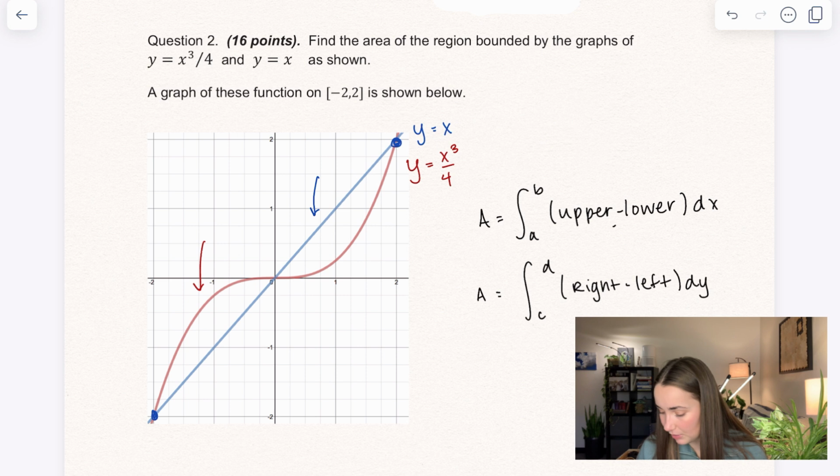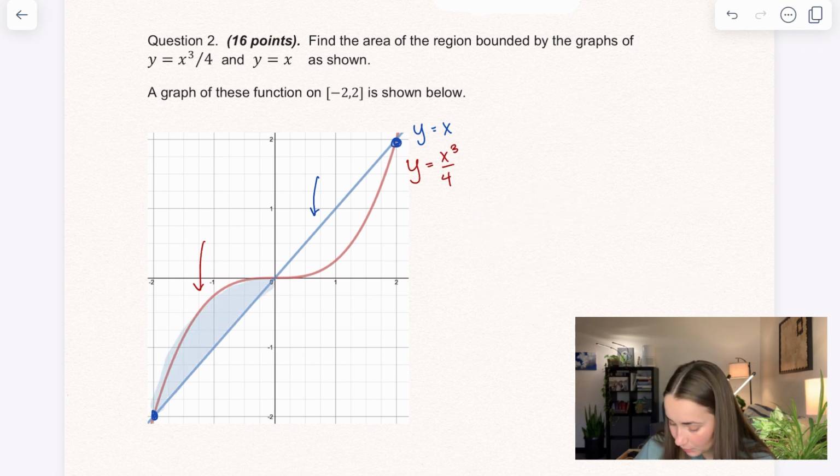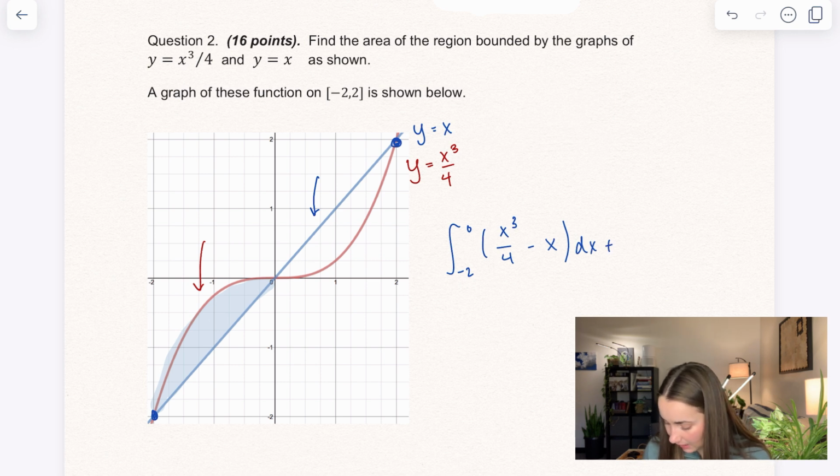So let's go ahead and set up our two integrals. First in the blue, we're going to have the integral between -2 and 0. We're going to take our upper function, which is x cubed divided by 4, and we're going to subtract off our lower function dx. Now we want to go ahead and find our other area, which is going to be this one right here, in which we're going to change our functions, upper and lower, and our bounds. So this is going to be between 0 and +2. Our upper function is now going to be x, and we subtract off x cubed divided by 4 dx.